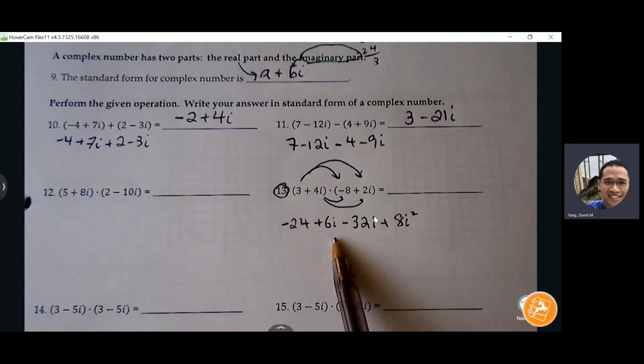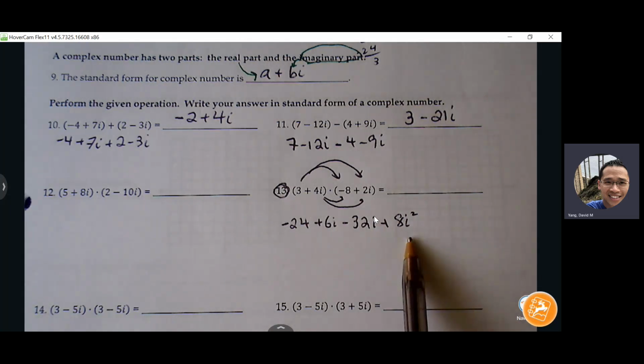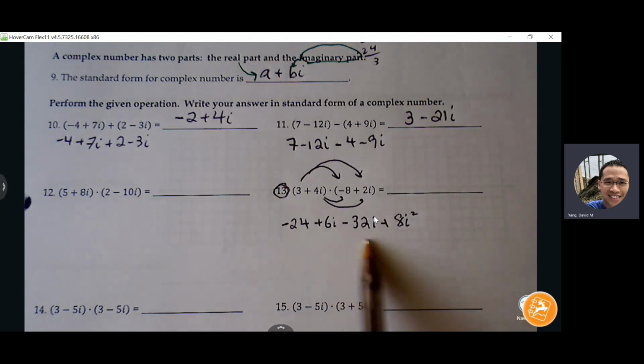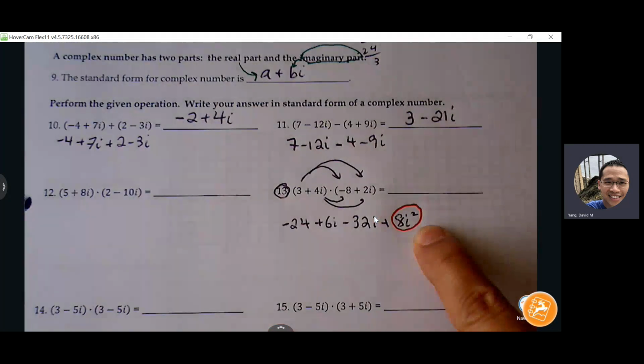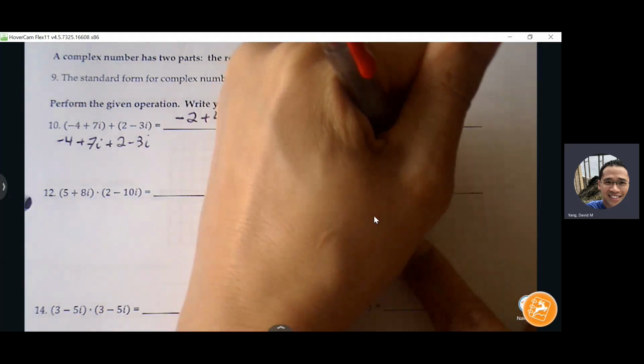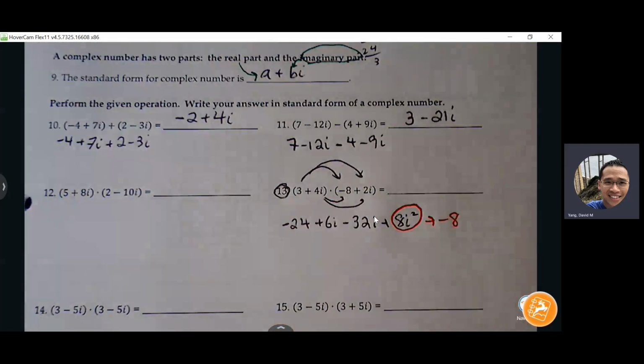Okay, so negative 24 plus 6i minus 32i plus 8i squared. Now, I can combine these two, but if I ever see i squared, I can always clean this up. I know i squared is the same thing as what? Negative 1. So negative 1 times 8 is negative 8.